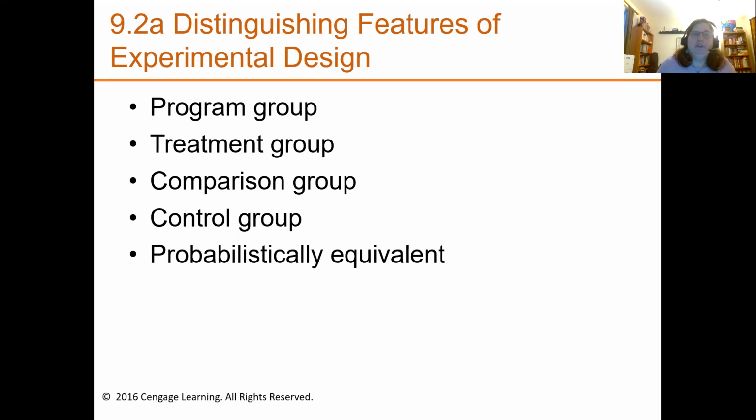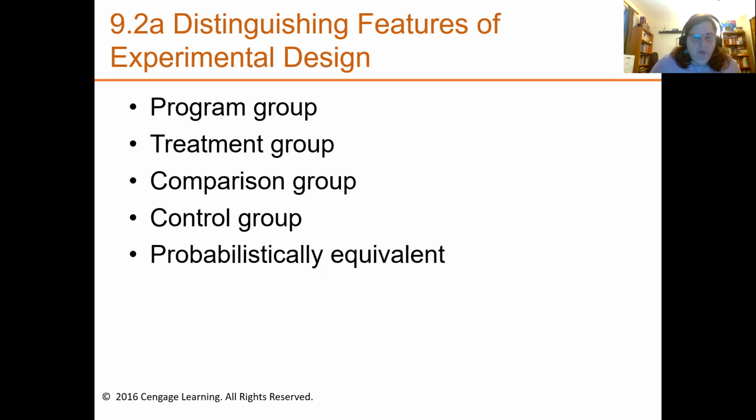Okay, so program group, treatment group, that's your X, they get the treatment. Your comparison group or control group is the blank, they don't get the treatment. They might be getting a comparison treatment, a different treatment, but they don't get the treatment of interest, or the program of interest, or what have you.